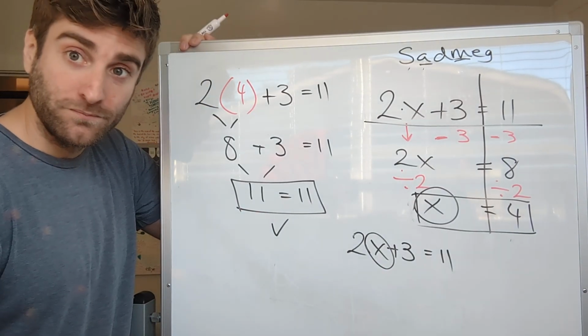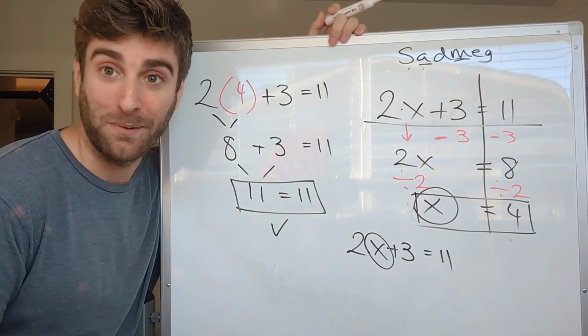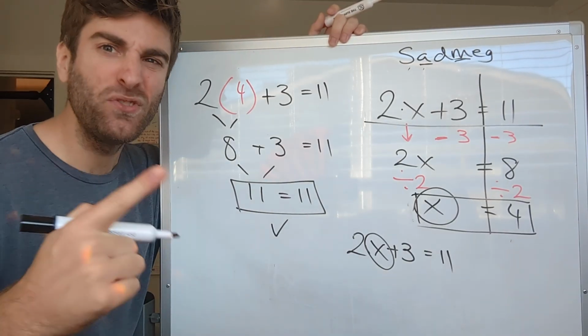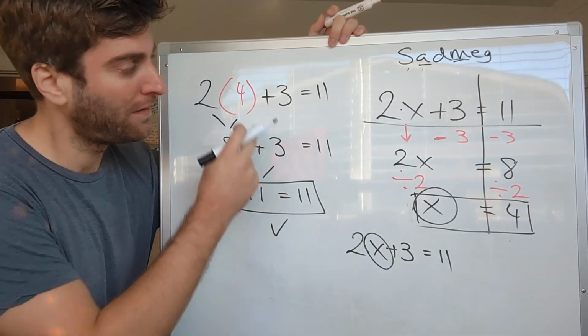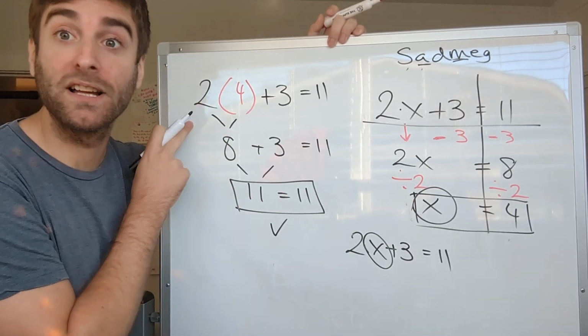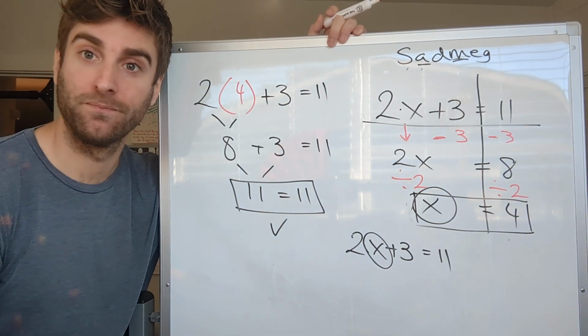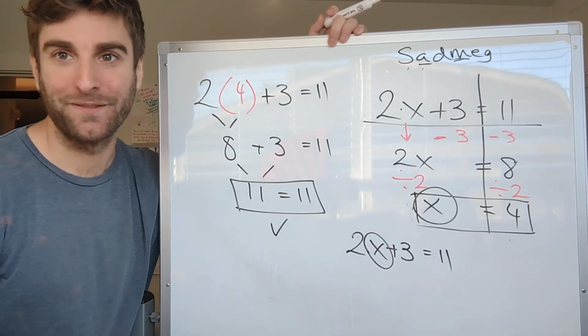So there you go. This is the long-winded way to solve these problems. Reverse the order of operations. Use opposite operations. Check your work by plugging the solution back into the original equation. If you get a true statement, you were correct.